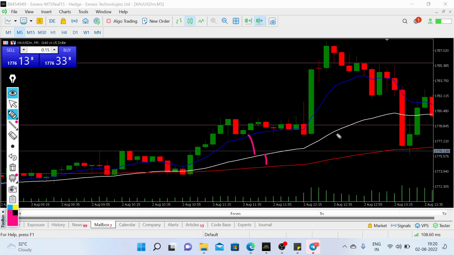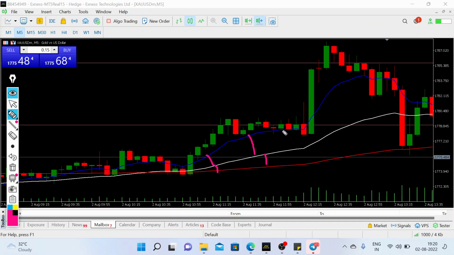So whenever the gap between two moving averages increases, like this one is a small gap, this one is a bigger gap, this indicates that the trend is strong, and this is going to be a good movement in the upside, or downside if the crossover happens in the downside. So this is the case in the buy side.